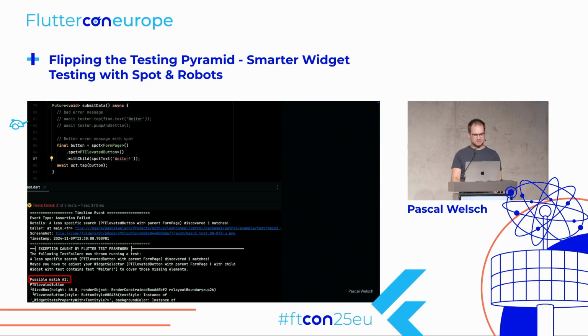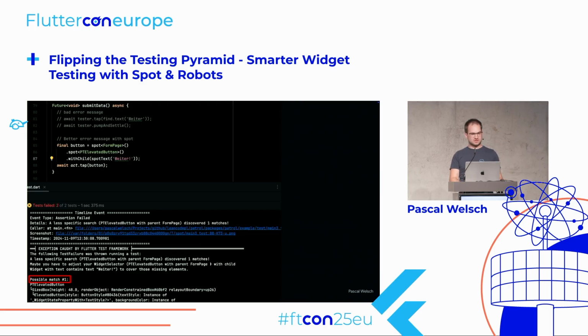And a Spot error looks a bit different, because in this case I first search for the form page, making sure I'm on the correct page. Then I search for an ElevatedButton, making sure I get the button. And then I add withChild spot text and search for a child with this text. This means, because I gave a bit of context on how to search for the widget that I want, if it fails, it can tell me, yeah, I did find at least one button, but it has a different text. That's way, way more useful than just saying the text is not there.